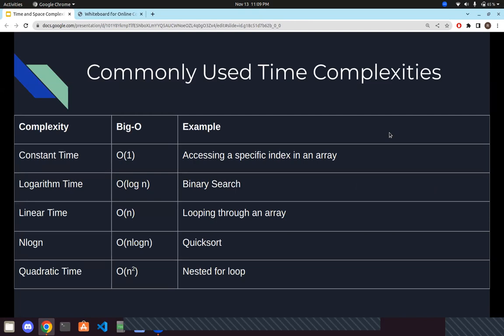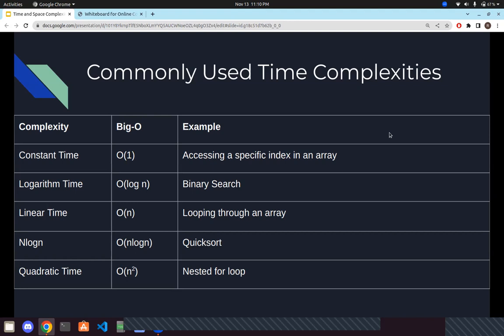So here are some of the commonly used time complexities. First, constant time, or O of 1. One example is accessing a specific index in an array. For example, let's say you want to access the second index of an array. That would be a constant time operation. The next time complexity is logarithmic time, or log time, and this is O of log n. One example of this is binary search, especially on an array.